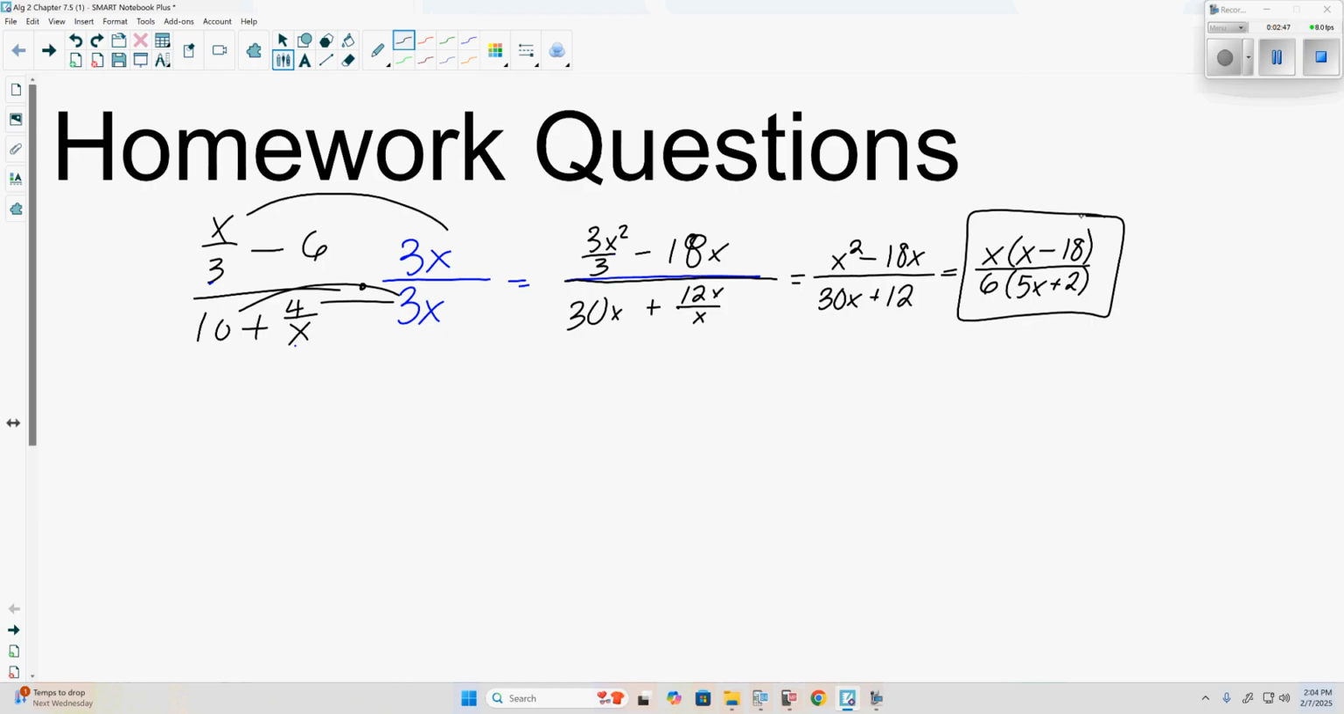Questions on this here? Most of the ones on 742 aren't going to reduce, but we do want them in factored form just to make sure they don't. Questions on this here?